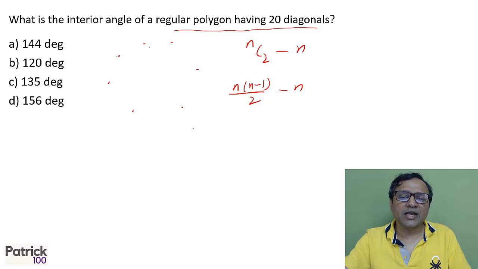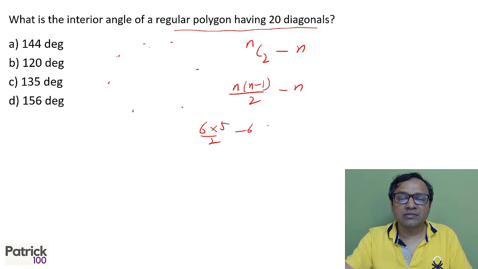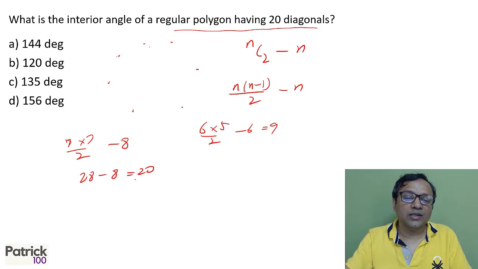Substitute values and check. Suppose I take 6. 6 into 5 upon 2 minus 6 is 15 minus 6, which is 9. I want bigger than this. Take 8, let's say, 8C2. 8 into 7 upon 2 minus 8 is 28 minus 8, which is 20. It satisfies. So I know the number of sides is 8.